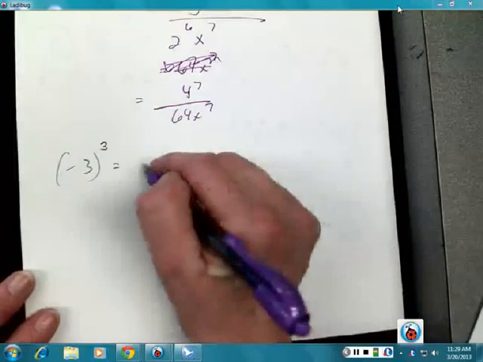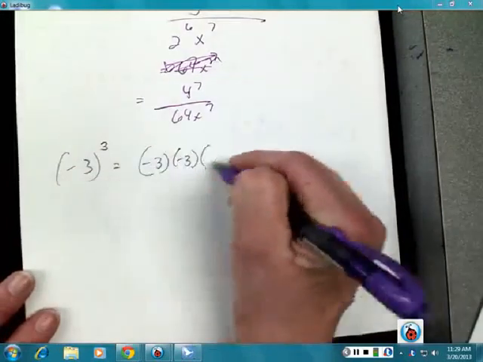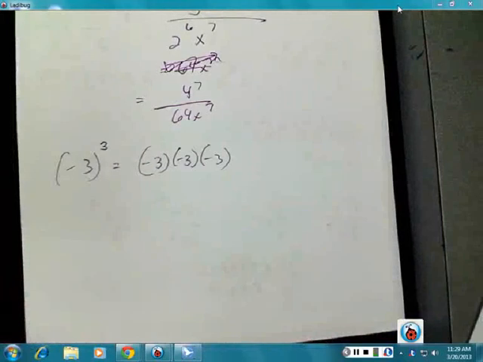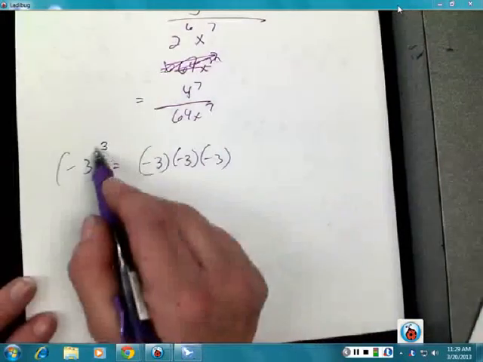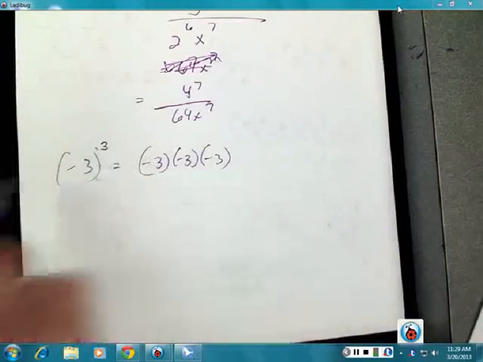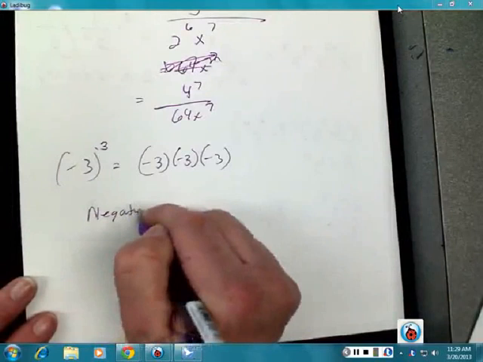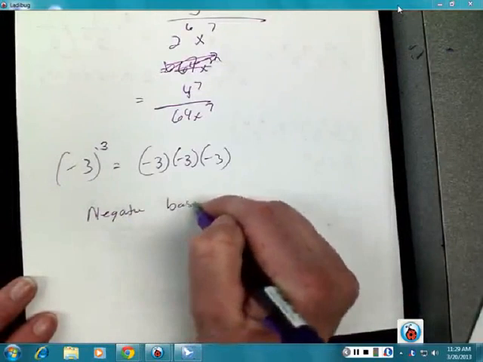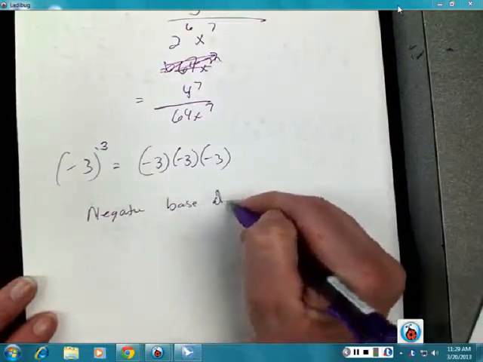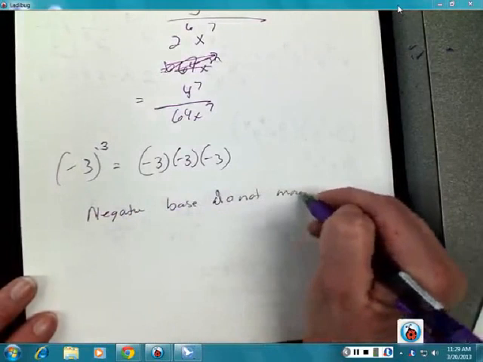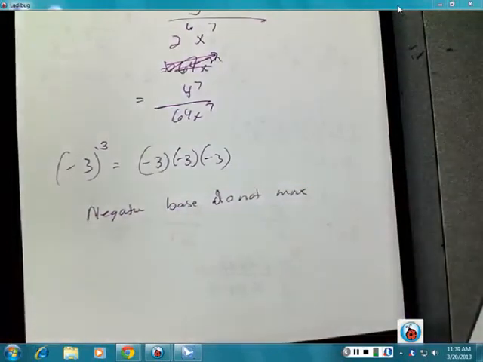So that means I have a -3, it's going to be times 1 over -3 times a -3. Oh, no, never mind. The only things that move are negative exponents, not negative bases. Negative bases do not move. So the base won't move, it's the exponents.